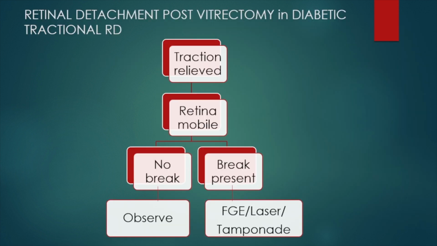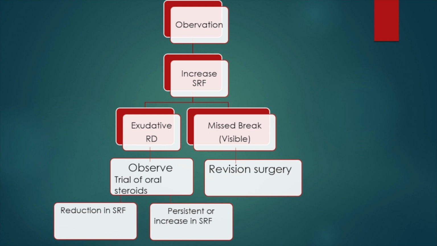Now, if there is a retinal detachment post vitrectomy in diabetic tractional retinal detachment, first we relieve the traction, and the retina becomes mobile. If there are no obvious breaks seen, we'll observe the patient. If there is any break present, obviously we'll go for fluid gas exchange, then laser, and then give a tamponading agent. Now, if you're observing the patient and there is any increase in the subretinal fluid, there could be two things. Either it could be an exudative component or there could be a missed break. If the missed break is visible to us, we'll take up the patient for revision surgery.